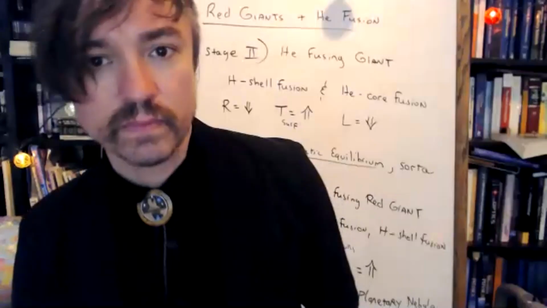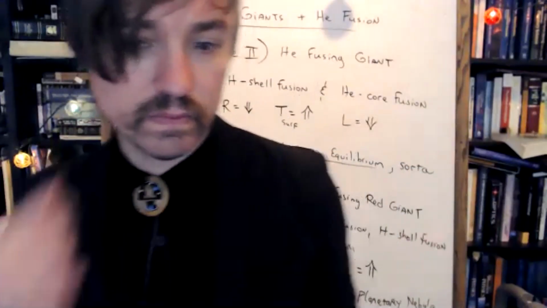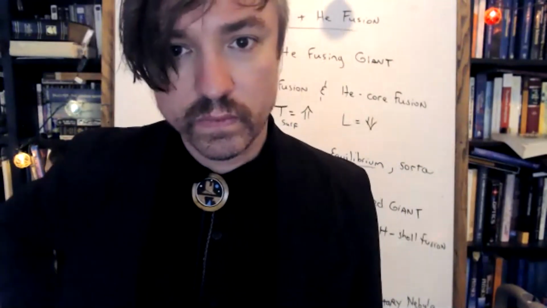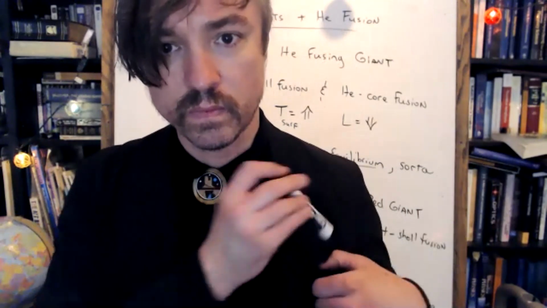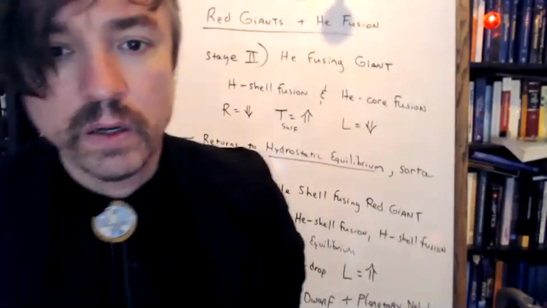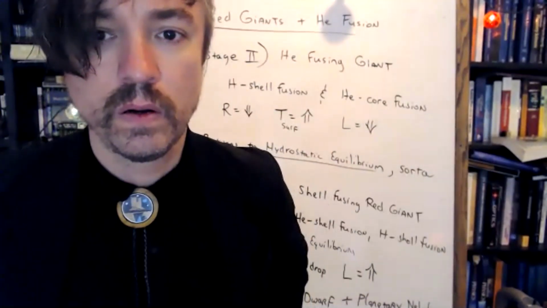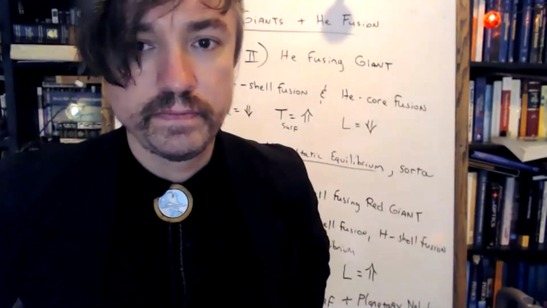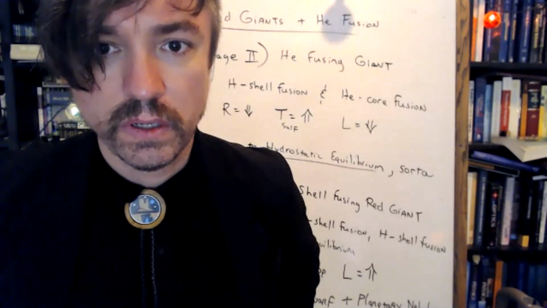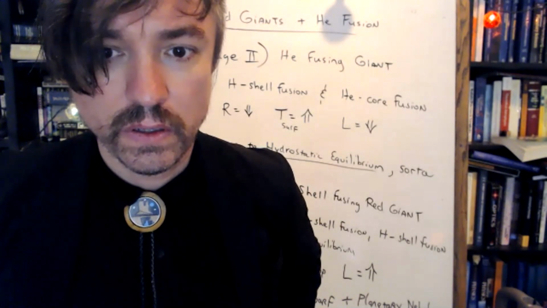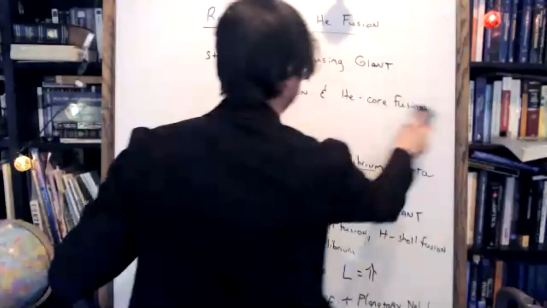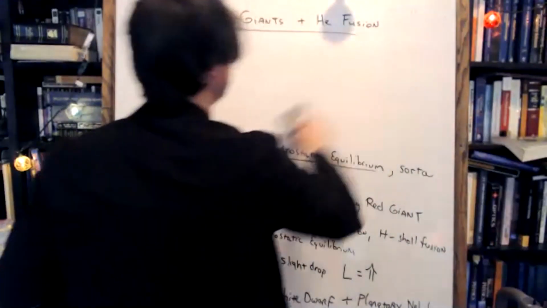Wait, so I have two questions. First is, why does the red giant collapse again? Well, not collapse, but contract when it starts to fuse helium. I said, is it because of the lower rate of fusion that allows it to get back to hydrostatic equilibrium? But is it the actual answer?